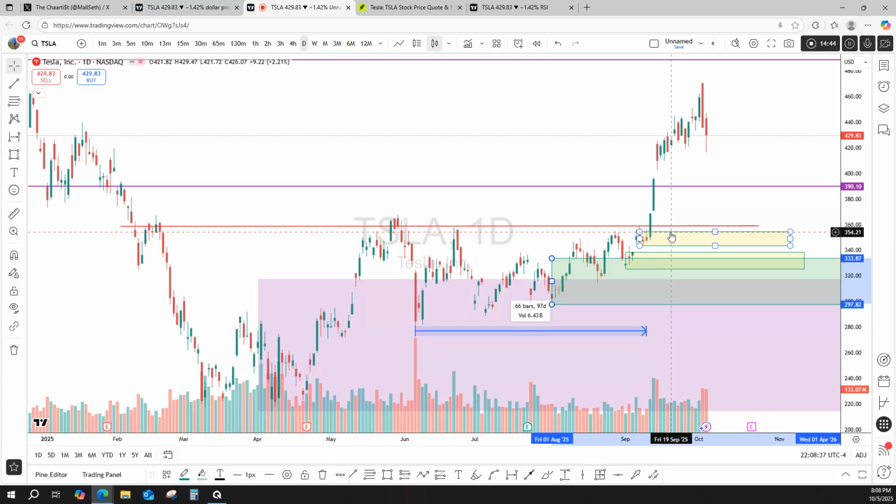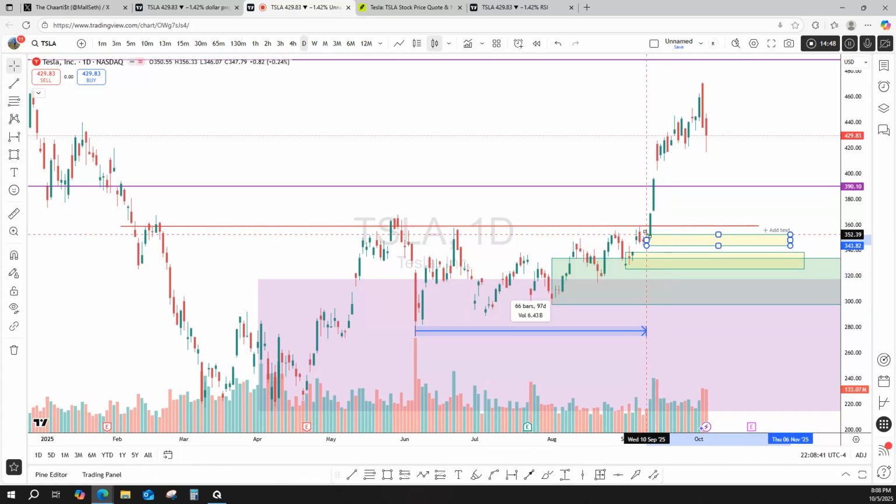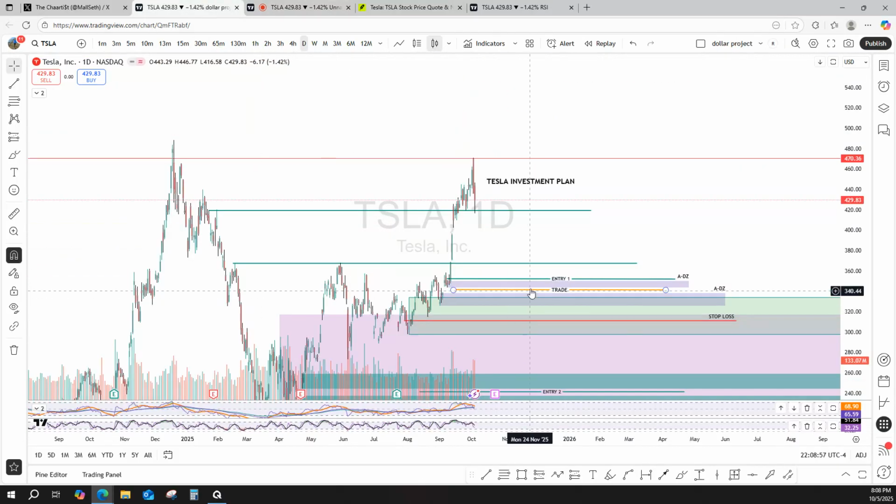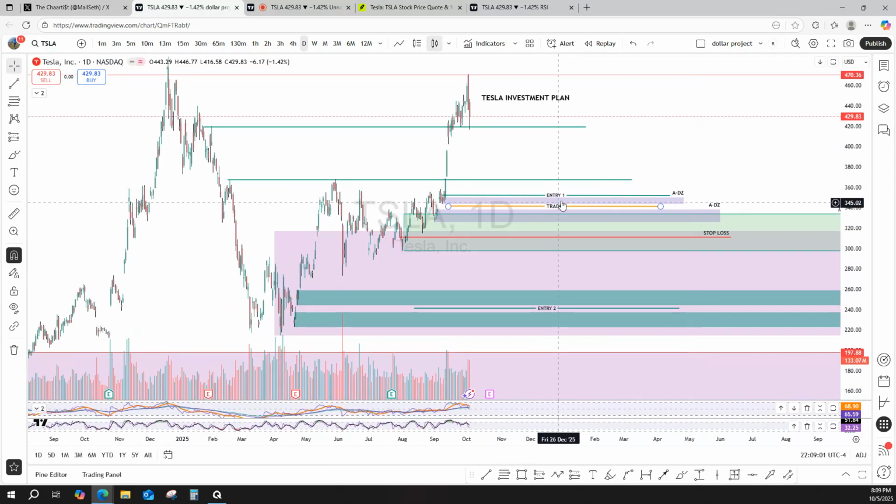So I will start my investing plan from around this level, especially this candle, 352. Then I will start my first trade from the middle of these two levels, around 340, and I will put a stop loss somewhere around 315. This is a trade. Don't forget this: trade, trade, investment. Entry, wherever you see entries, these are all your investment levels.